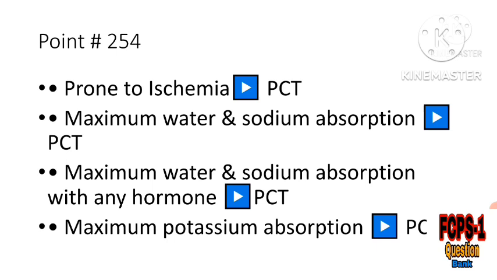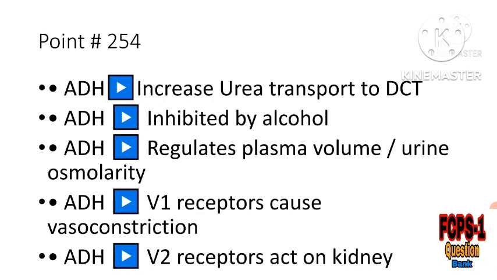So ADH, that is antidiuretic hormone, increases the urea transport to DCT. ADH is inhibited by alcohol, and ADH regulates the plasma volume and urine osmolarity. ADH acts on both receptor V1 as well as V2. When ADH acts at V1 receptor, it causes vasoconstriction, and when ADH acts at V2 receptors, it acts on the kidney. V2 receptors act on the kidney, and V1 acts on blood vessels, causing vasoconstriction.